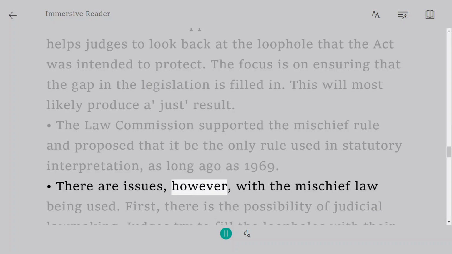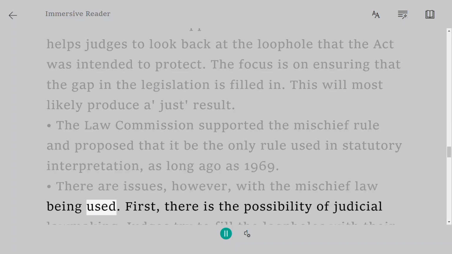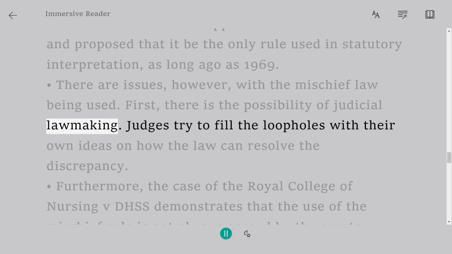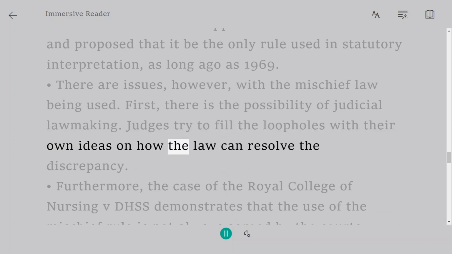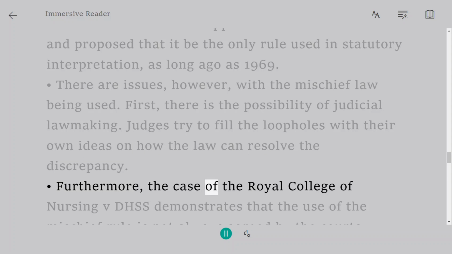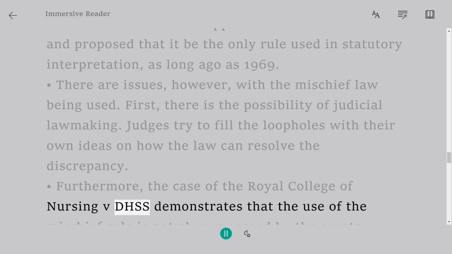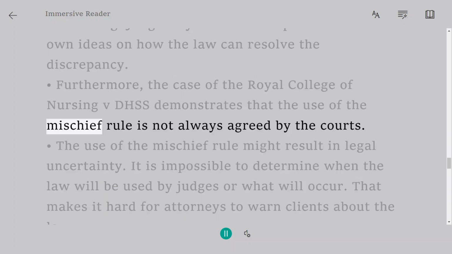There are issues, however, with the mischief rule being used. First, there is the possibility of judicial lawmaking. Judges try to fill the loopholes with their own ideas on how the law can resolve the discrepancy. Furthermore, the case of Royal College of Nursing v. DHSS demonstrates that the use of the mischief rule is not always agreed by the courts.